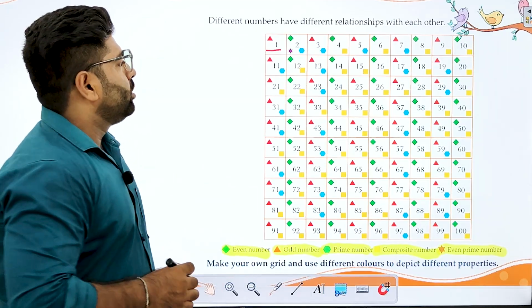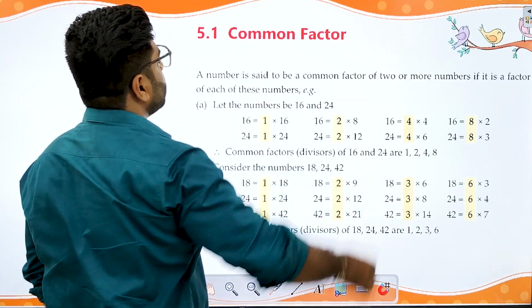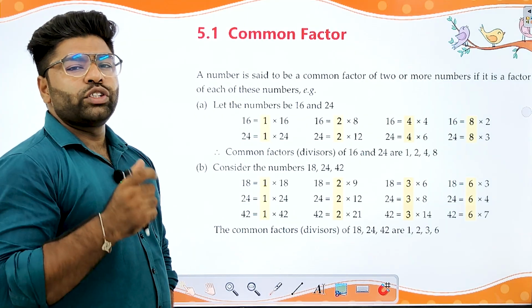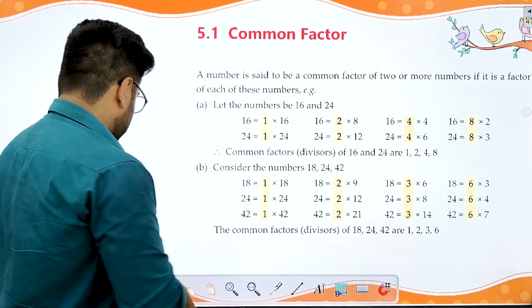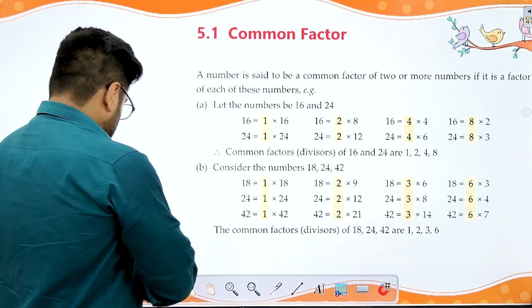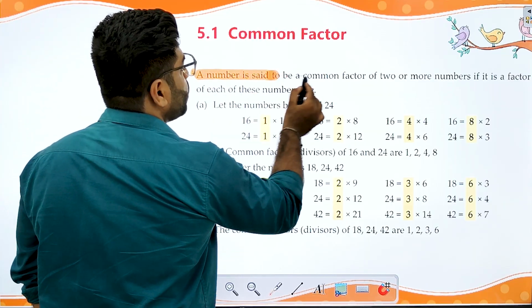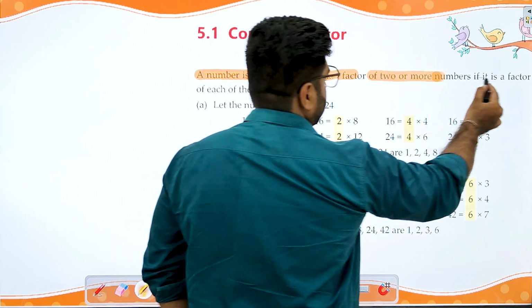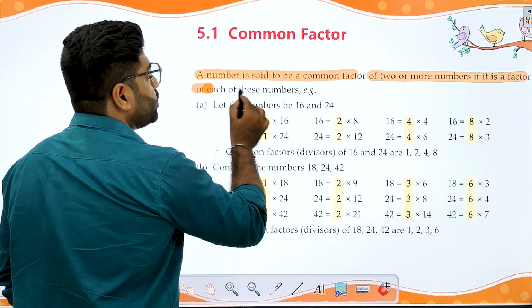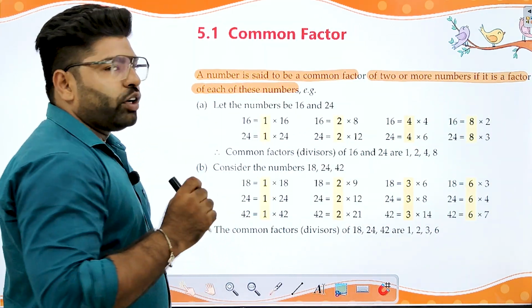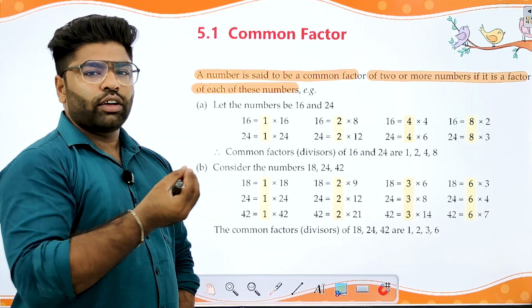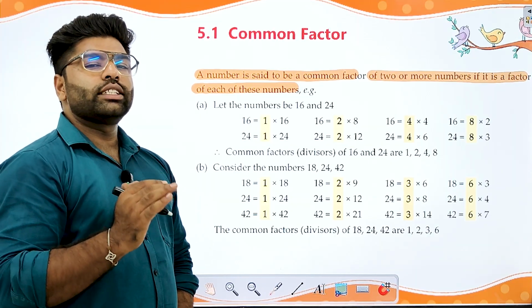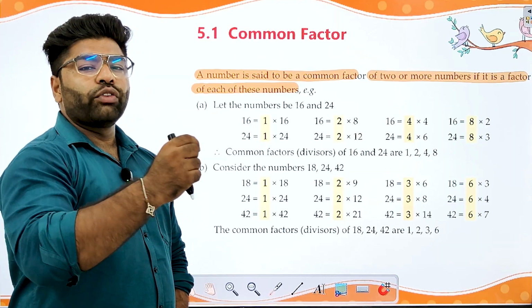Now move to our next topic, that is common factors. Let's see the definition of common factors. What are common factors? A number is said to be a common factor of 2 or more numbers if it is a factor of each of them. If a number divides 2 numbers, then we can say that it is a common factor of these 2 numbers.